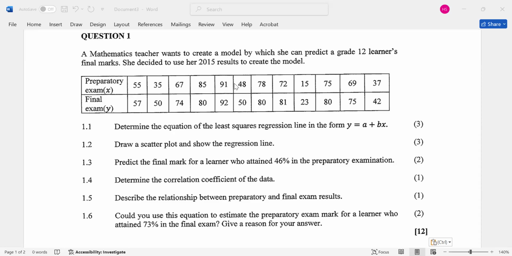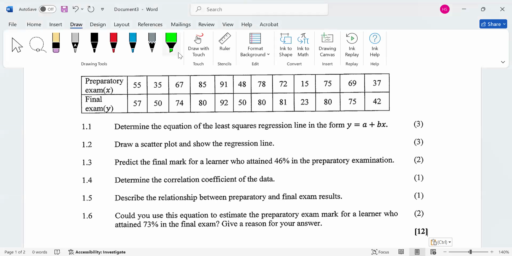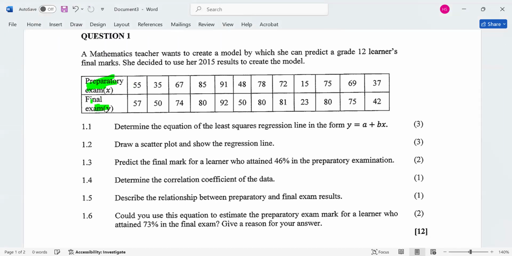A maths teacher wants to create a model by which she can predict grade 12 learners' final marks. She decided to use the 2015 results to create the following model. This is the preparatory examination, the trial, the one that you just wrote, and this one is the final. Which one comes first, trial or final? Yes, the trial came first. So we can use the trial examination to predict the final because we're still going to write the final paper.